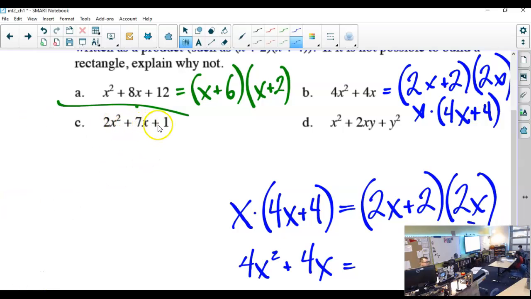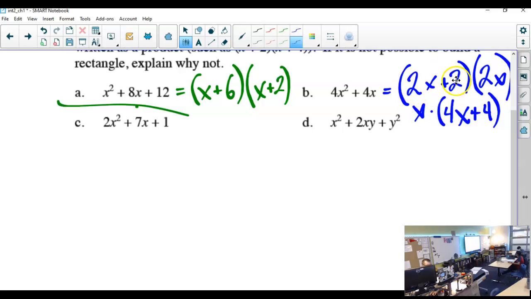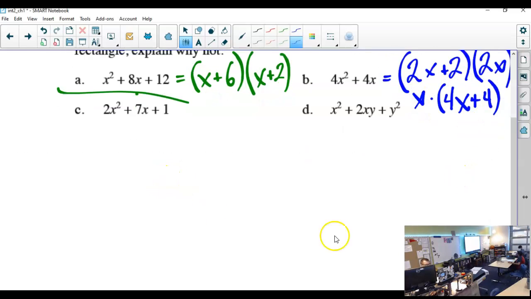Try 2x squared plus 7x plus 1. This one has odd numbers. Let's see if we can solve this one. Oh, so all of that up here to say there are multiple factorable possibilities depending on what we're factoring. Because yes, they were equal to each other. 2x squared, 7x, and 1.